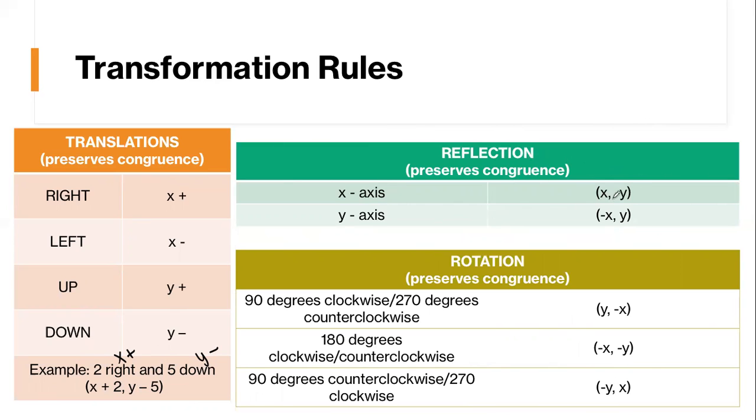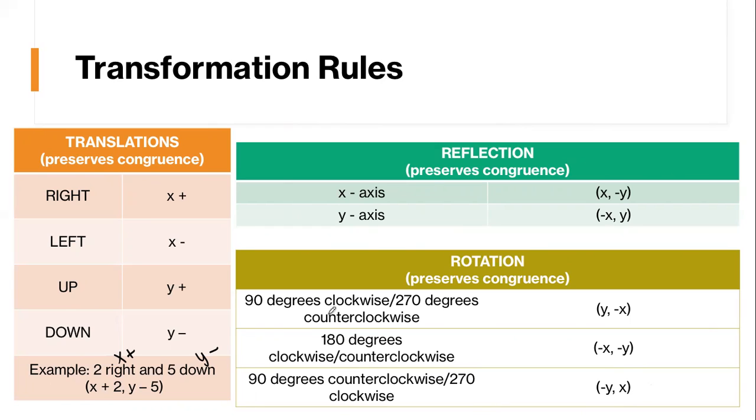Reflection, just memorize the rules. X-axis is x, negative y. Y-axis is negative x, y. 90 degrees clockwise is y, negative x. 180 degrees, negative x, negative y. 90 degrees counterclockwise, negative y, x.